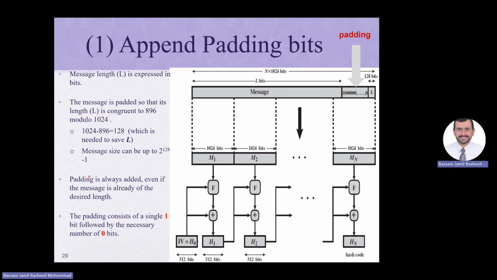You can see the padding here is 1 followed by zeros. The padding is always added, even if the message is already at the desired length. So for instance, if your message stops here, you have to do padding for the last block. So this block is added anyway.